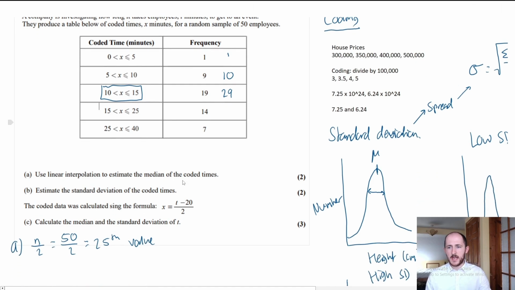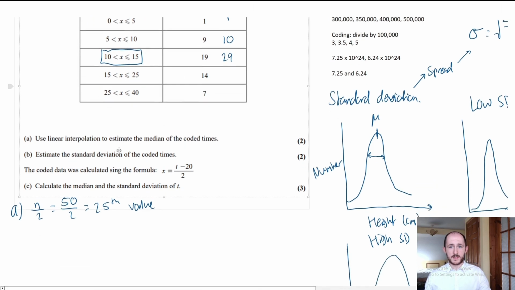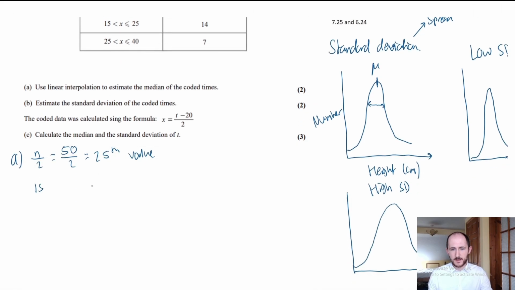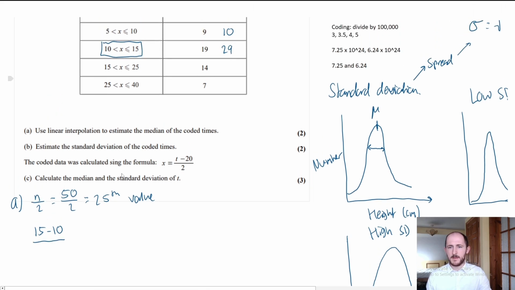And if you remember what you have to do, again, if you're unsure about what I'm about to do, please go back to the previous video on linear interpolation just to get some practice with that. So the first thing you do is you take the difference in the actual class that you're looking at. So in this case, we're going to do 15 minus 10. And that is going to be over the median minus 10, because remember, the median is somewhere in between 10 and 15. We just need to work out what it is. Then we take the difference in the cumulative frequency, so 29 and 10. And the bottom part is the 25th value, so 25 minus 10.